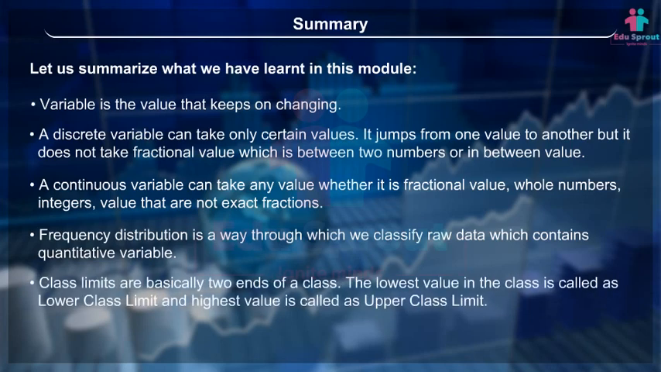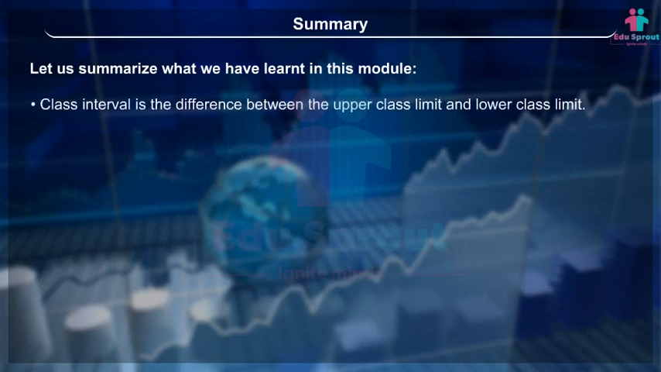Class limits are basically two ends of a class. The lowest value in the class is called the lower class limit, and highest value is called the upper class limit. Class interval is the difference between the upper class limit and lower class limit.